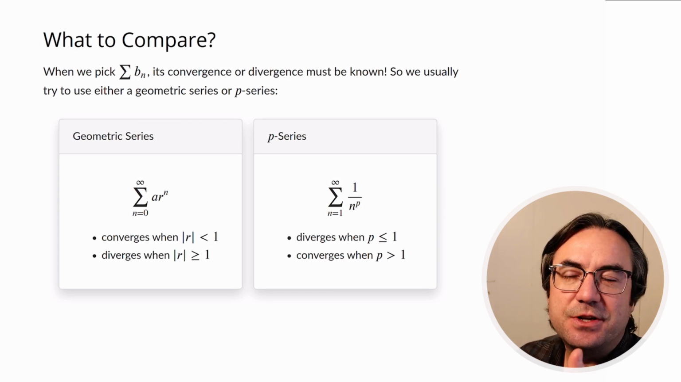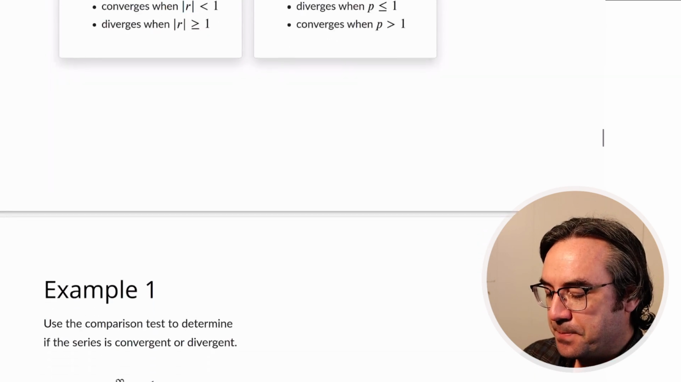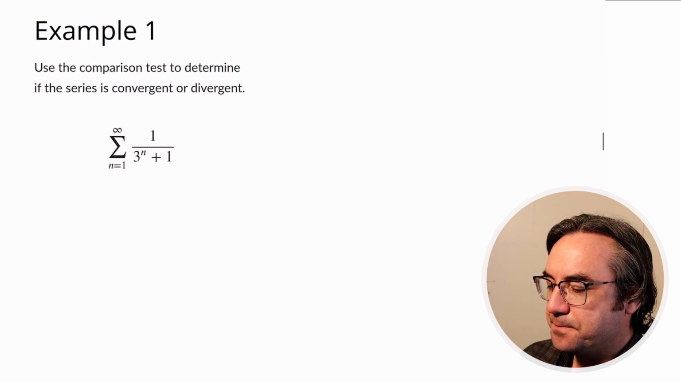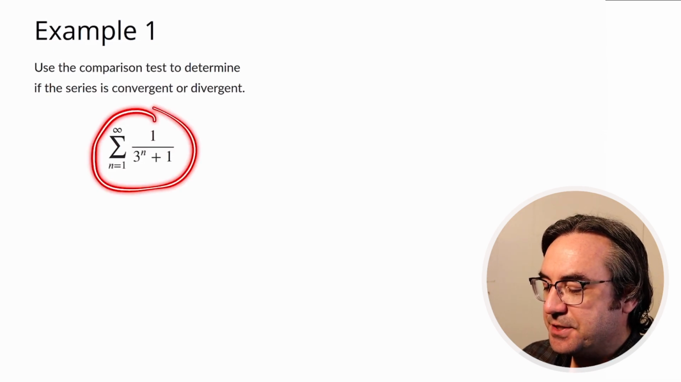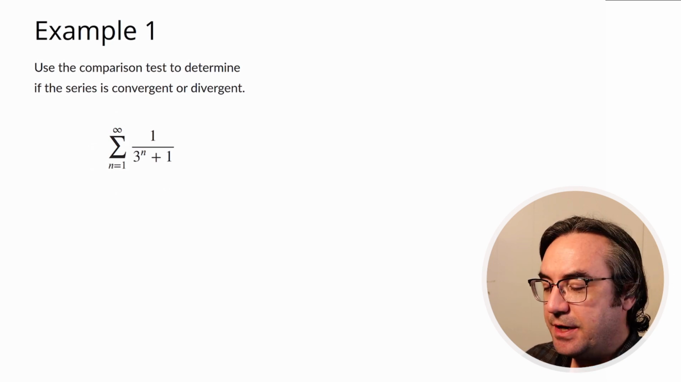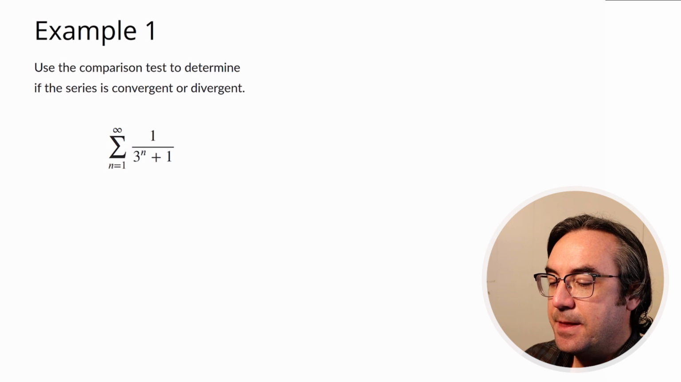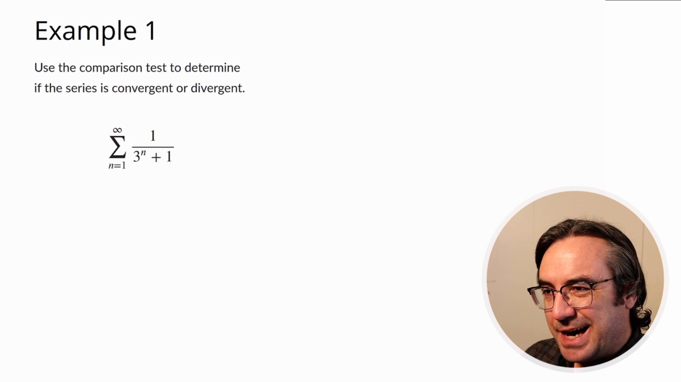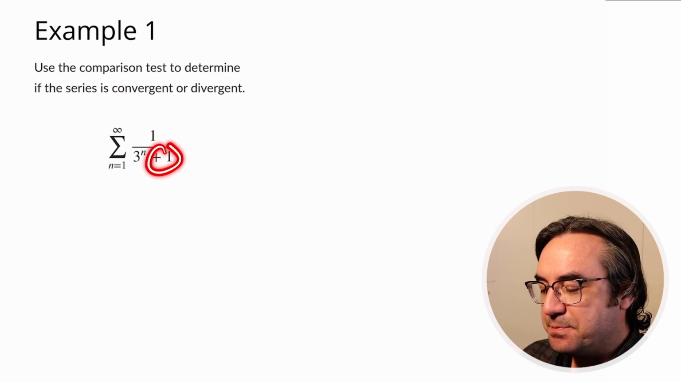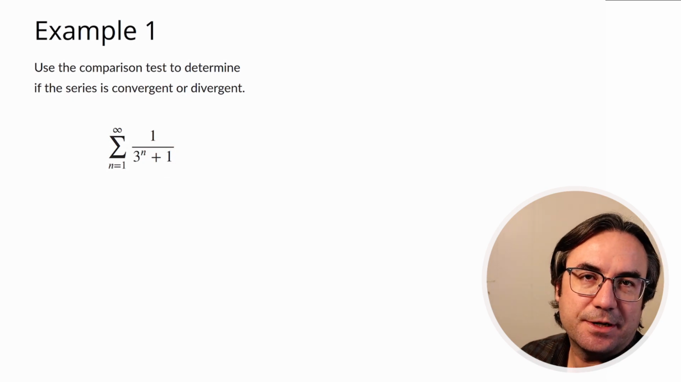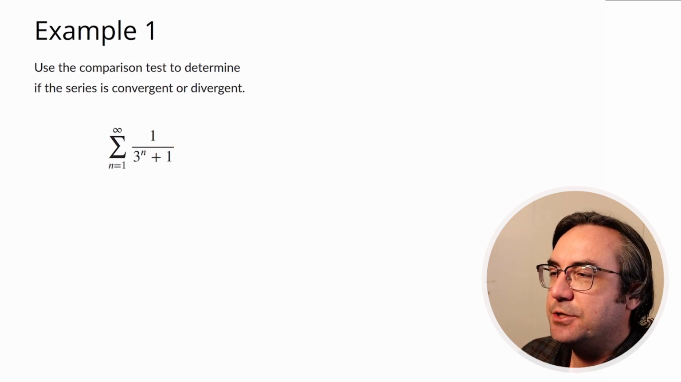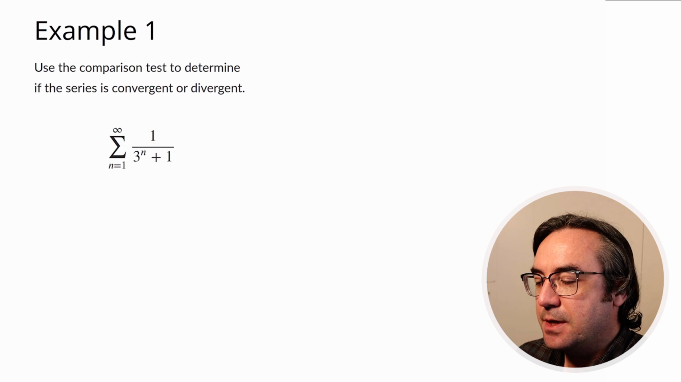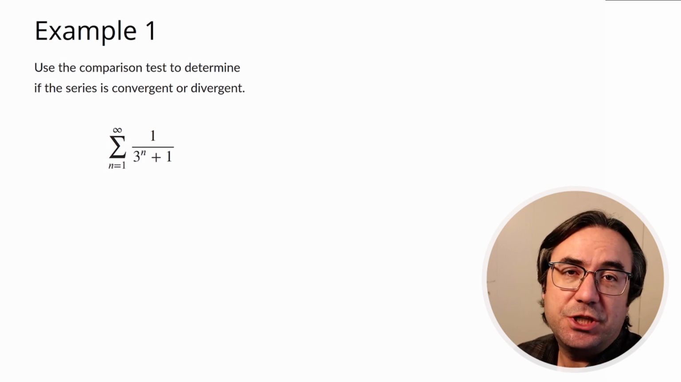When is a geometric series convergent? When is a p-series convergent? So let's try an example. So we've got this series, sigma n equals 1 to infinity, 1 over 3 to the n plus 1. So this portion looks like an exponential, so we're kind of thinking geometric, but this plus 1 makes it not geometric. So it's not really a geometric series here, but it's kind of close. So we're going to compare it with a geometric series.